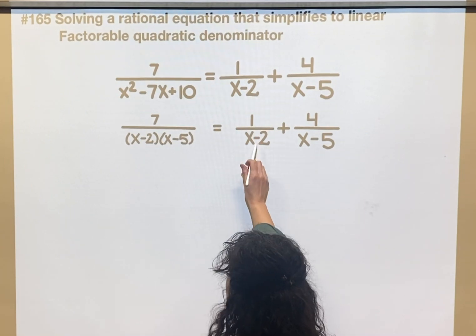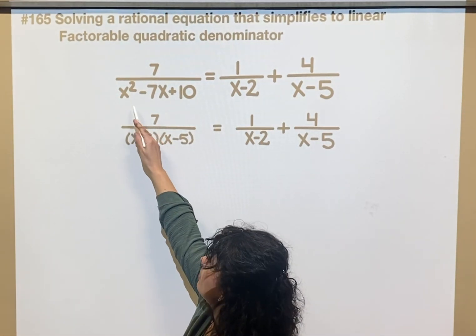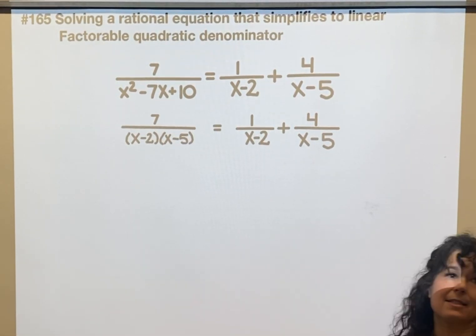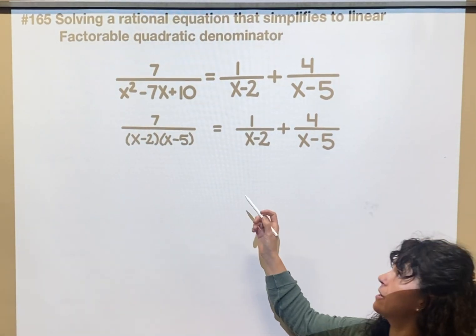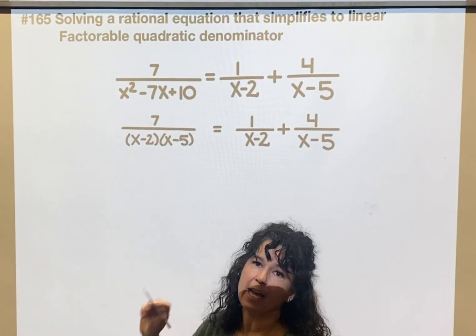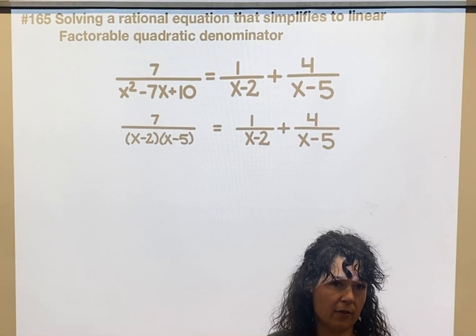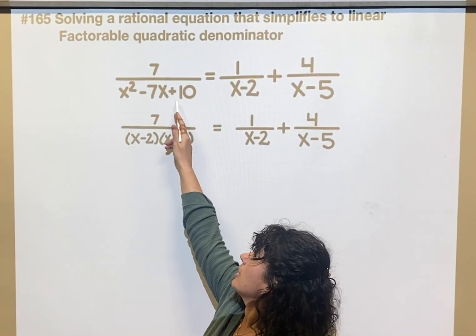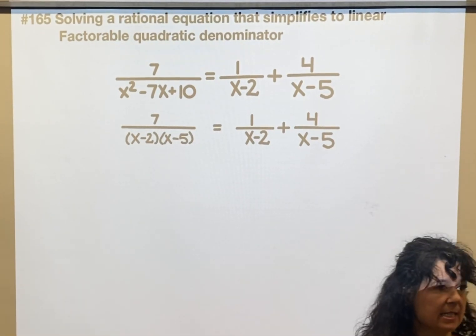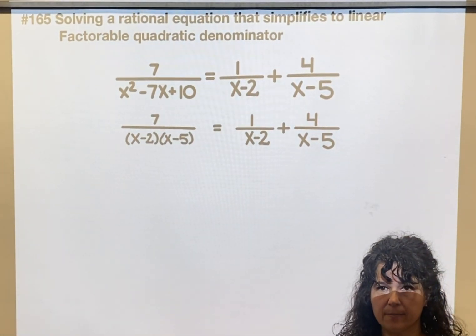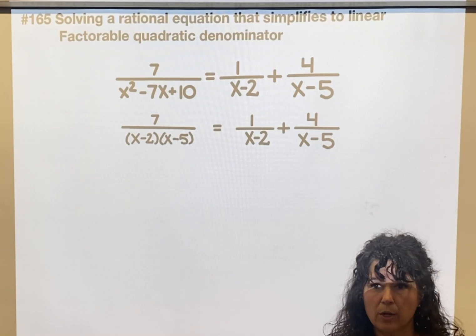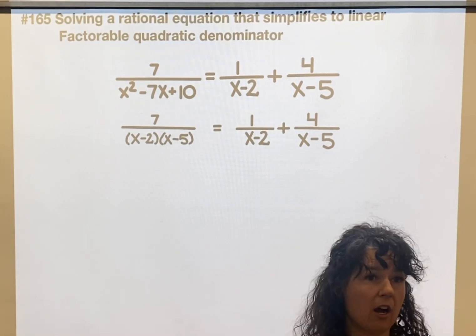So I have x minus 2 and x minus 5 are the same, but if you factor x squared minus 7x plus 10, thinking of two numbers that multiply to get 10 and add up to negative 7, that's negative 2 and negative 5. So all I've done here is rewritten the denominator as x minus 2 times x minus 5. Okay, next we are going to multiply both sides by the common denominator.